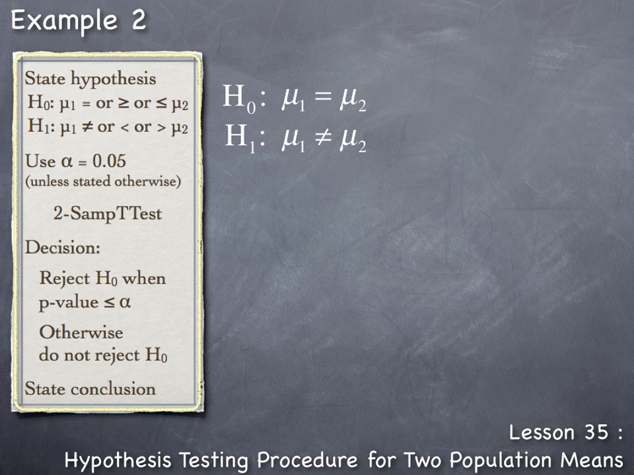Next, we state alpha, the level of significance, and we're using the customary alpha of 0.05. Now, the 2-SampTTest command on the TI-84 calculator can be used to calculate the p-value that we need to reach our decision. But to calculate the p-value, we need our sample results.